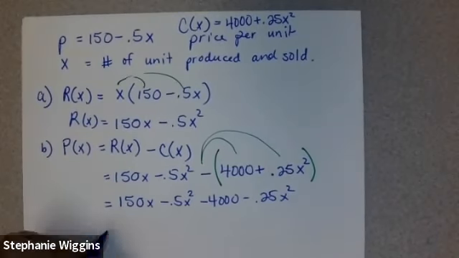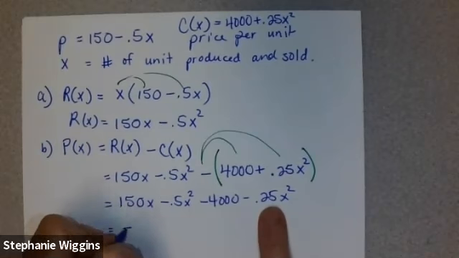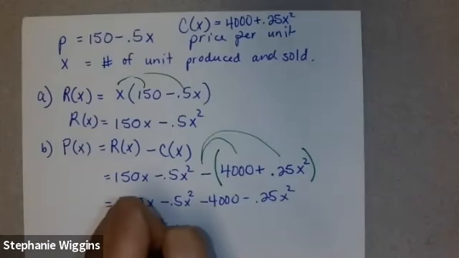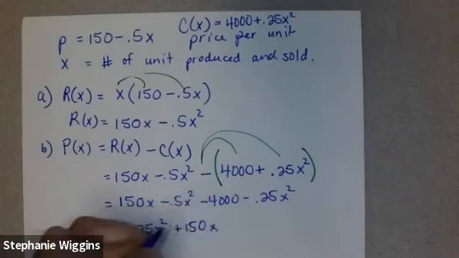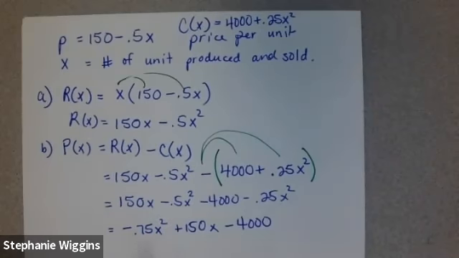And so we have the leading term is negative 0.5 minus 0.25. That's negative 0.75x squared. The middle term is 150x. And the constant term is negative 4,000. So this is my profit function.